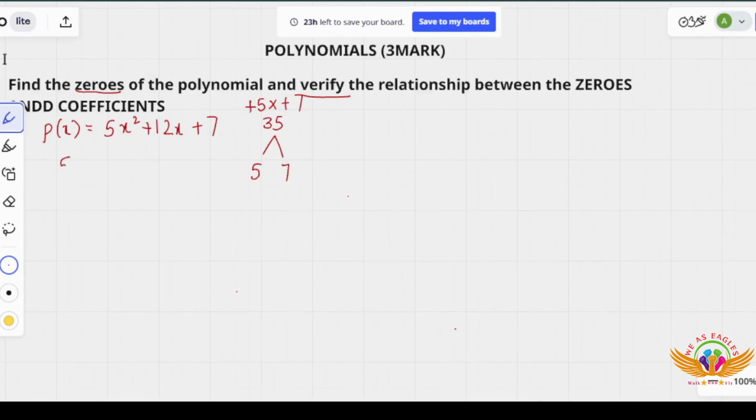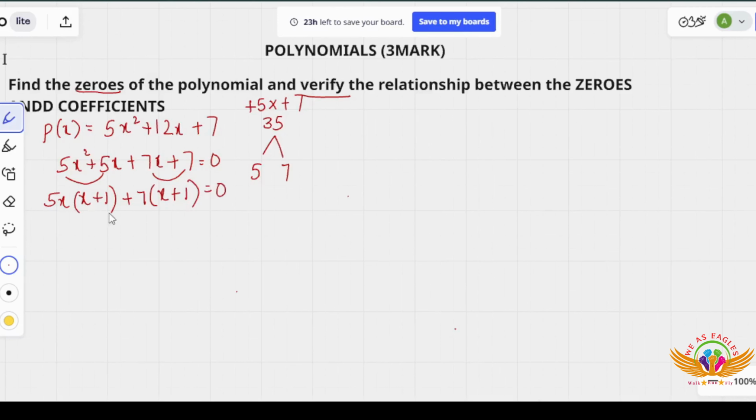So 5x square, in the place of 12x, I'm going to write it as 5x plus 7x plus 7 is equal to 0. So let us take common from the first two terms and the second two terms. 5x, I'm taking common out. If I take 5x common, already one x is out, so another x will be there. Plus, here also completely 5x is out, so the remaining term will be 1. Plus, here I am going to take 7 as a common term because in both terms 7 is there. x plus 1 is already out, so 1 is equal to 0.